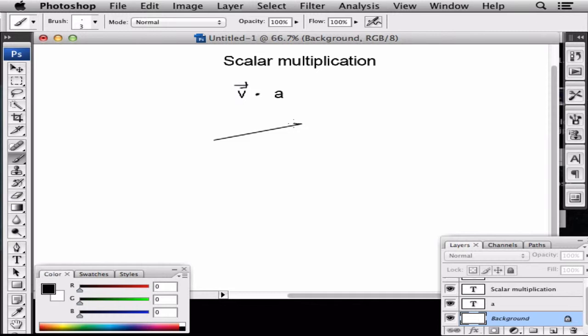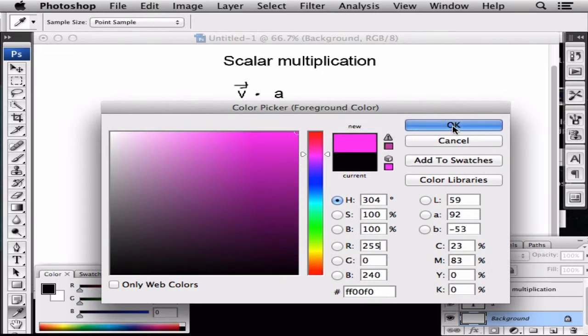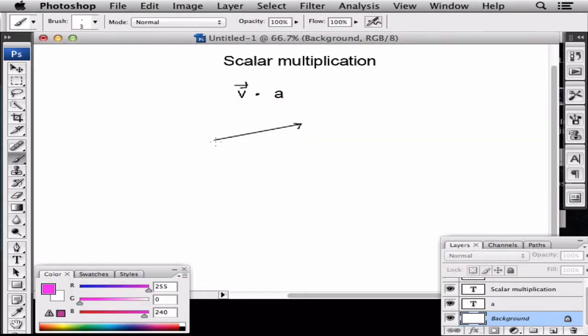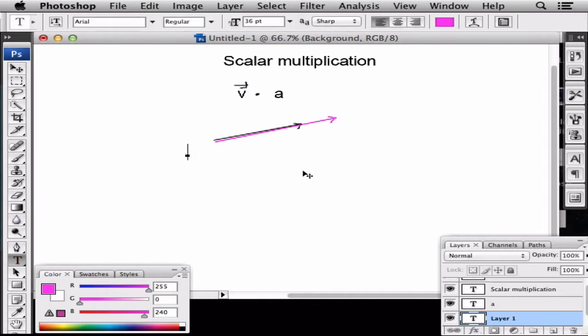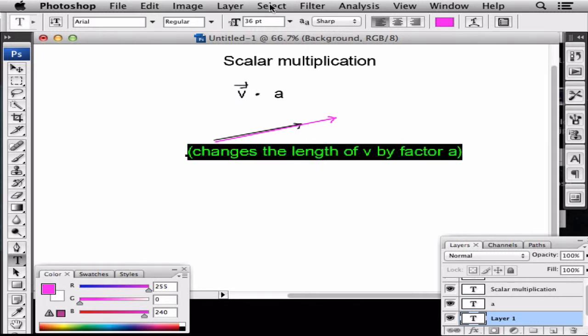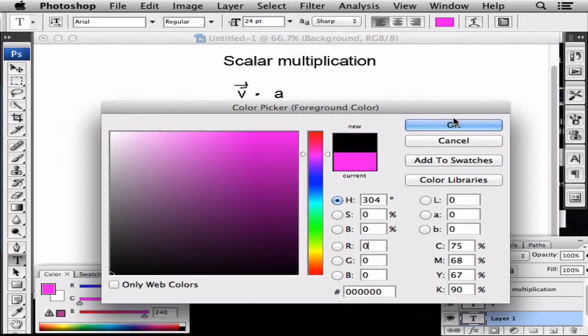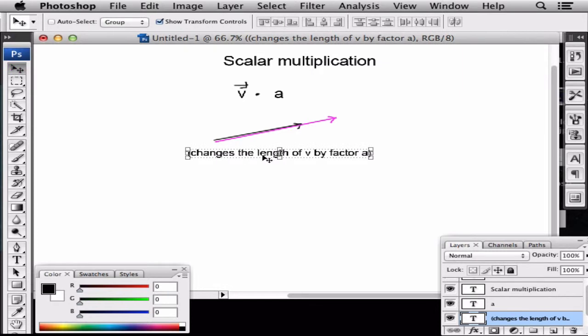So we have a vector here, and we multiply it by a, then it will become a different length. So I'm going to illustrate that by doing something like this. This is what it does in geometric terms. Scalar multiplication changes the length of v by a factor of a. Multiplicative factor.